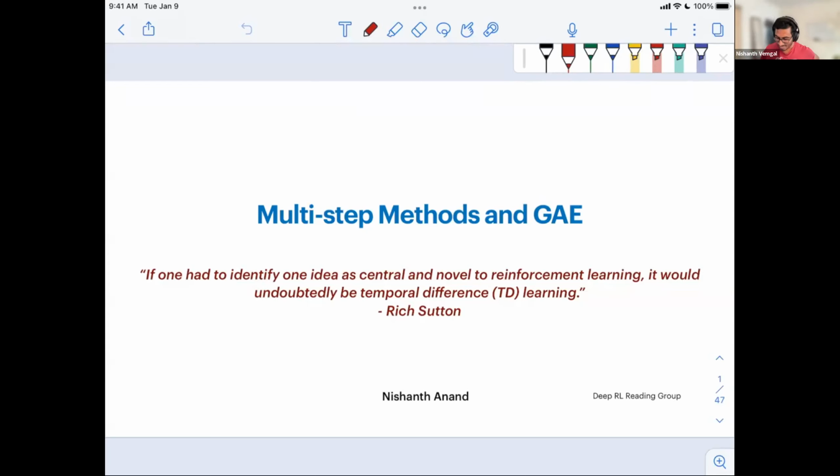Before we get started, I put up a quote from Rich Sutton's RL book, which says TD learning is the most fundamental idea in reinforcement learning, and we'll see why.